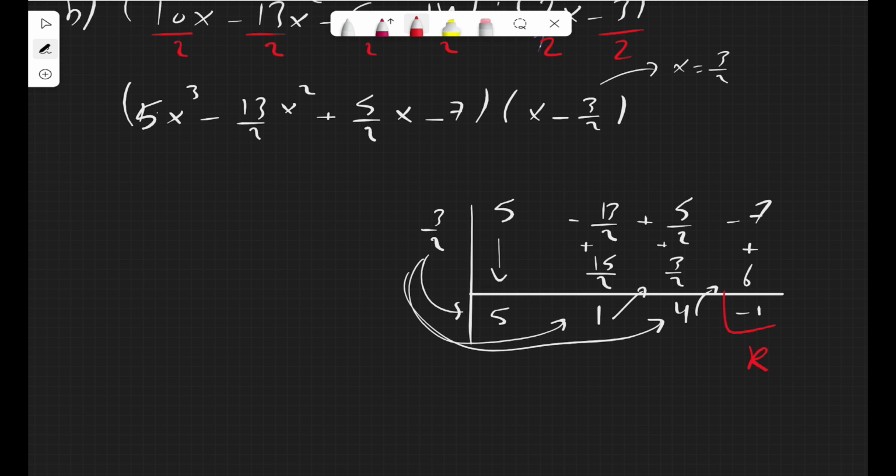The coefficients of the quotient are 5, 1, and 4. The question has degree 3, so our quotient must have degree 2. So we're gonna have x exponent 2 and then x. The coefficients are 5, plus 1, and plus 4. So this is the quotient.